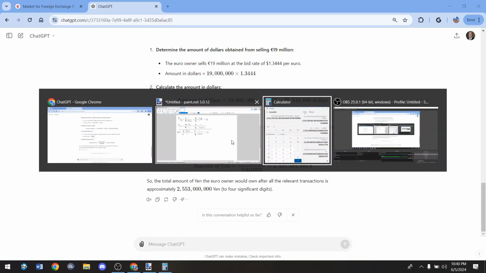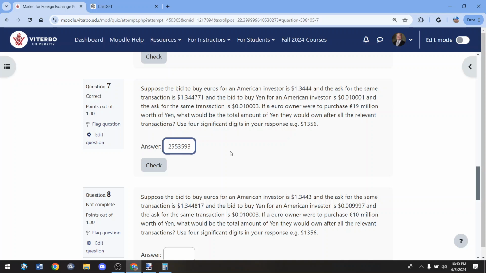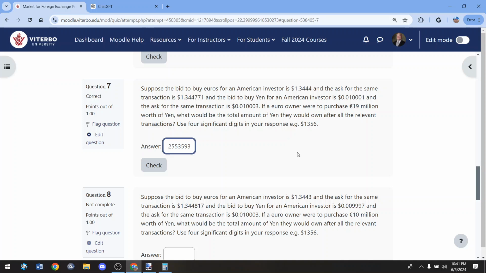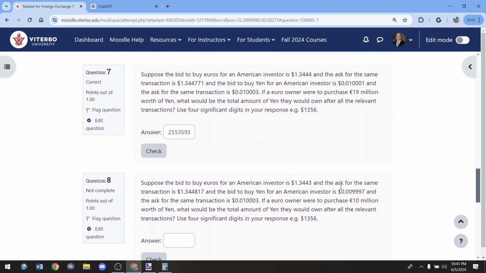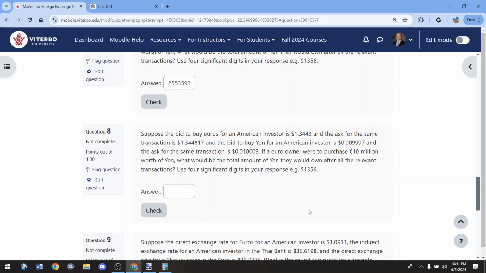Wait, let's see. Did it even close? 2553593. 2553593. 2553384. Well, I mean, no. It's all right though. It's better than it usually does, so that's good. So that's question 7. Question 8 is similar. So you've got euros, you're trying to buy yen. Numbers are different, so I'll let you do that one.